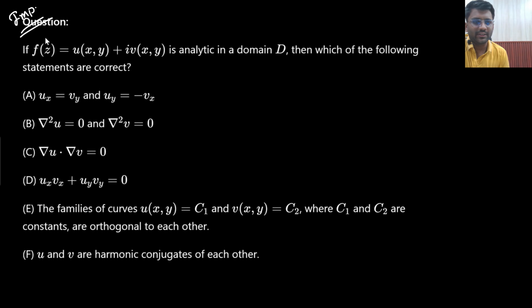Now we need to solve this question. It is very important, so treat this question as some properties. These are the properties of analytic functions. So what is given? f of z equals u plus iota v is given. It is analytic in domain D. What is the meaning of this?